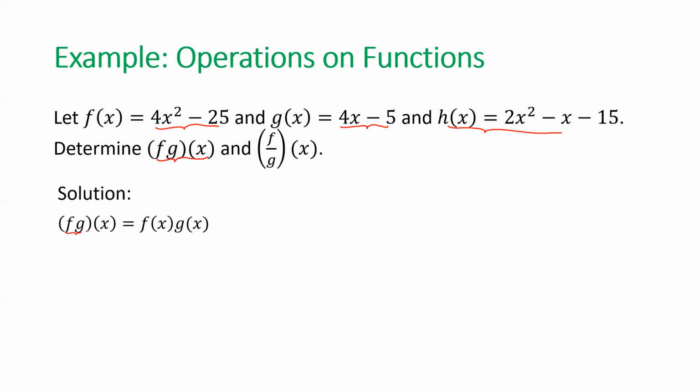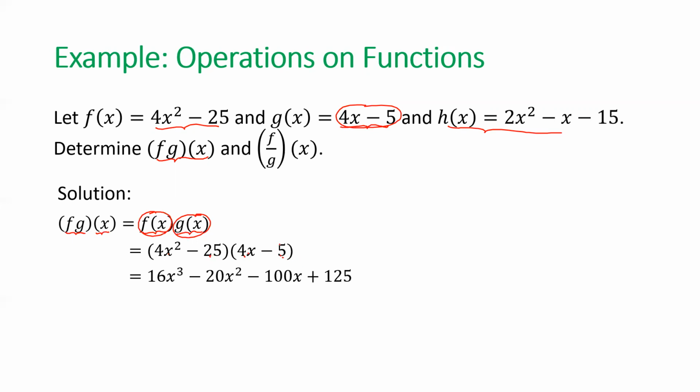So by definition, f times g of x is defined as f of x times g of x. So we shall replace f of x here by 4x squared minus 25, and then g of x will be replaced by 4x minus 5. So multiplying these two expressions will give us 4x squared times 4x is 16x cubed. 4x squared times negative 5 is negative 20x squared. Negative 25 times positive 4x is negative 100x. And then negative 25 times negative 5 is positive 125. So this is f times g of x.